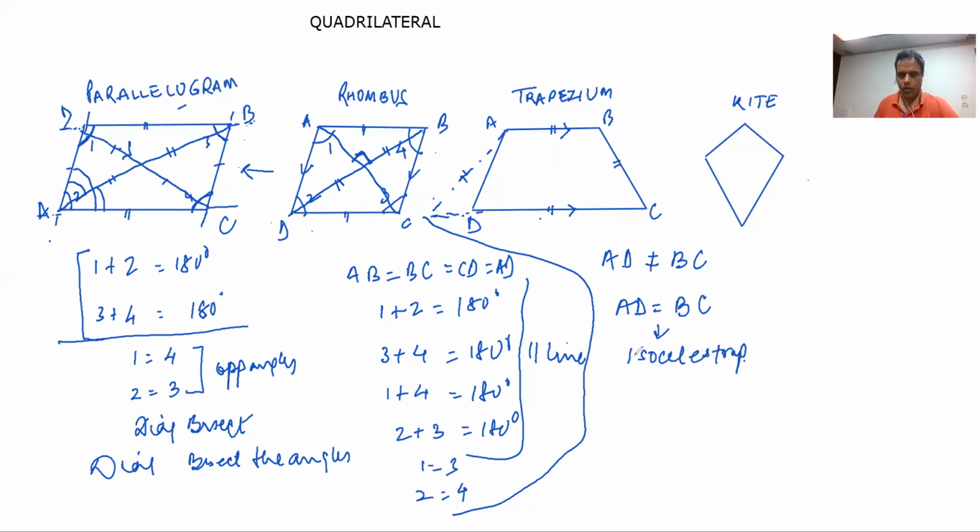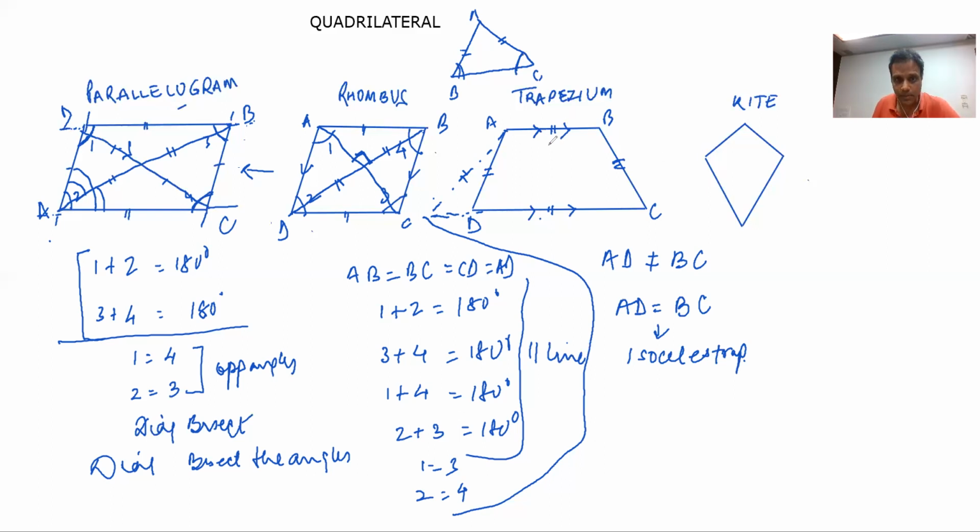Isosceles trapezium. What is the meaning of isosceles trapezium? Yes, these opposite sides are parallel, but the non-parallel sides will be equal to each other, just like the way we studied the isosceles triangle last year. If two sides are equal, their base angles are also equal. A, B, and C: the base angle B is equal to angle C in an isosceles triangle.